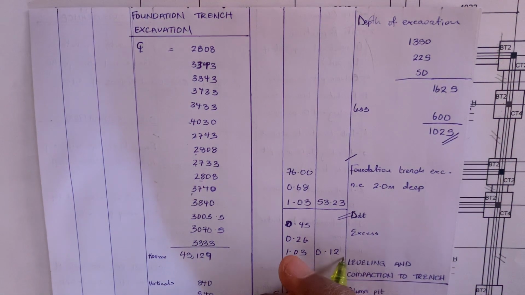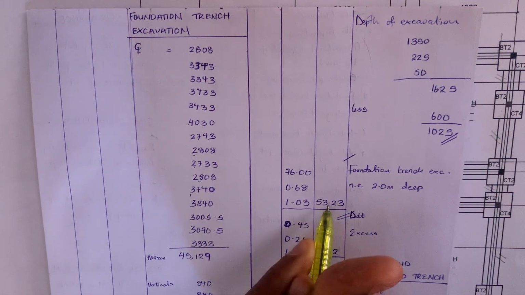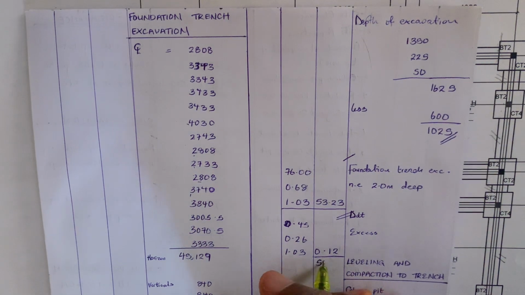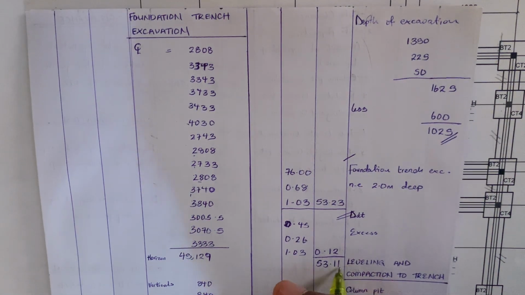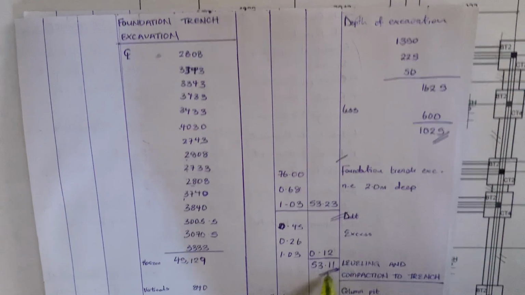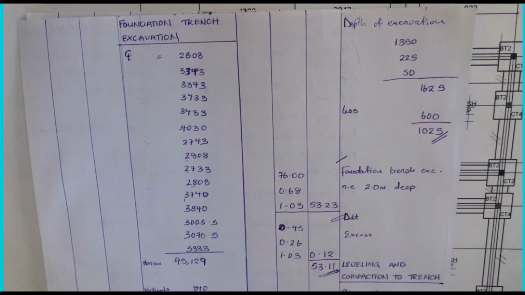So if I minus this from this, what are we going to be having? We're going to be having 53.11. So this is the actual volume of our foundation trench. So doing this, we've measured for the foundation trench excavation.